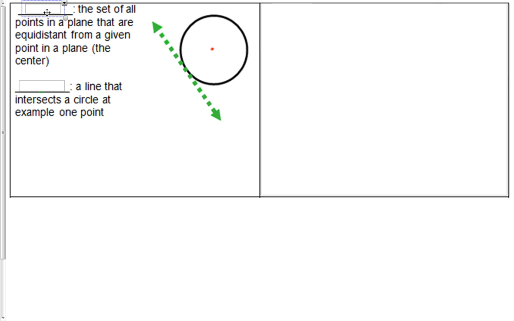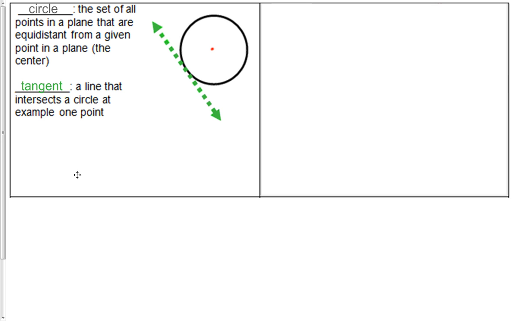Continuing on here, we have a circle. A circle is the set of all points in a plane that are equidistant from a given point in a plane, and we call that point the center. So if you go from the center to any point, you're going to have the same distance. And of course we know that that length there is called a radius.